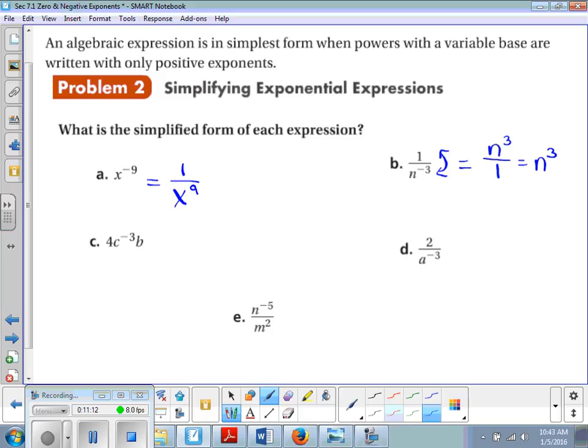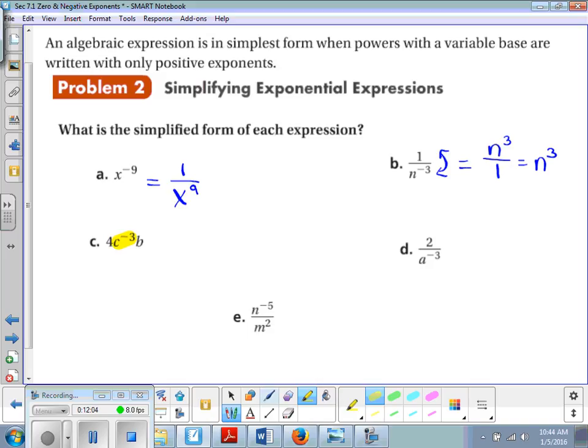Ooh, look at this one. Letter C. 4c to the negative third times b. What am I going to flip there? I know, you flip everything. Do I? No, you flip only the c to the negative third. The exponent is only connected to the base. And the base is what? The c. Don't get fooled by that 4, right? That 4 is not part of the base. Just the c is. Let me highlight it. Okay? So that is the only thing that's going to get flipped, right?